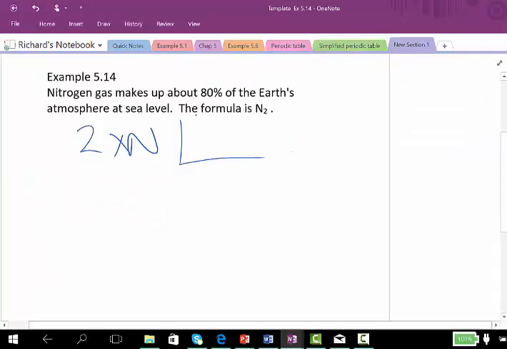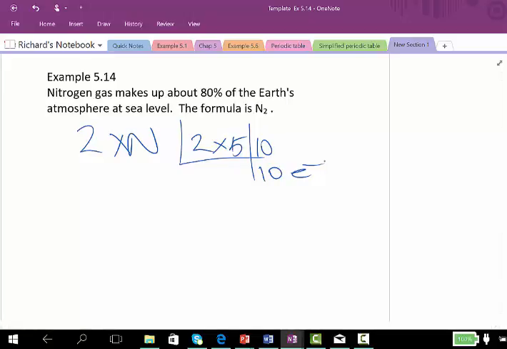This allows us to calculate the total number of valence electrons in the nitrogen molecule. 2 times 5 is 10. So there are 10 valence electrons in the nitrogen molecule. Now, that means I've got a nitrogen and a nitrogen, and I'm going to join these nitrogens with a single bond representing the sharing of a pair of electrons.